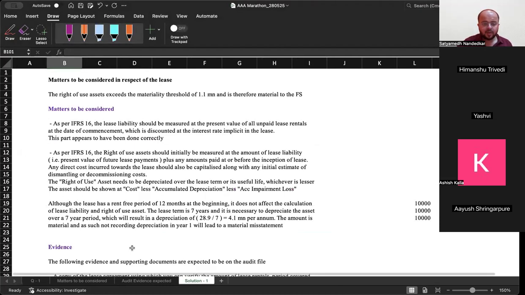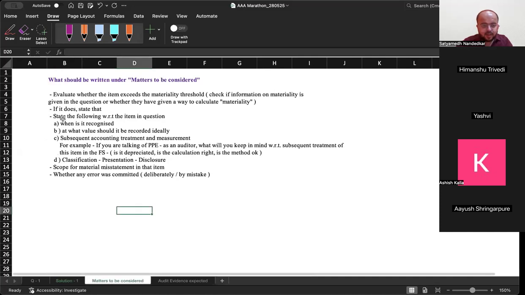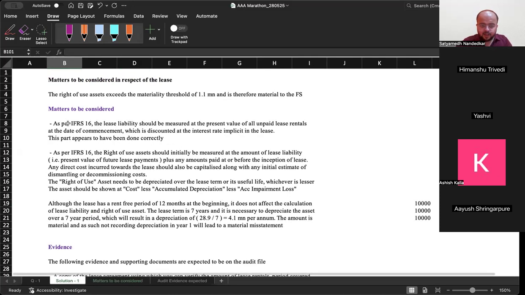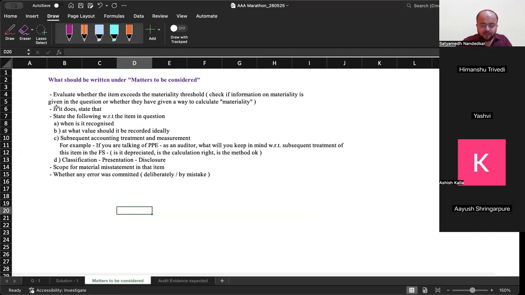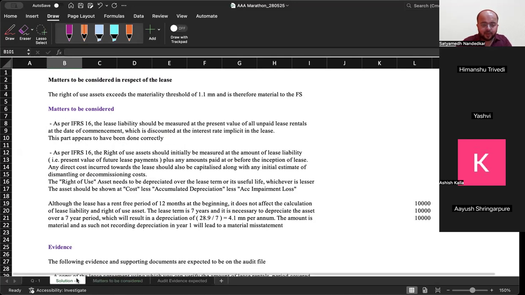Okay, let's have a look at how the solution is framed. The right of use asset exceeds the materiality threshold of 1.1 million and is therefore material to the financial statements. As per IFRS 16, the lease liability should be measured at present value of all unpaid lease rentals at the date of commencement of the lease, discounted at the interest rate implicit in the lease. This part appears to have been done correctly. So the first thing is evaluate whether the item exceeds the materiality threshold, which you did. Then if it does, state the following with respect to the items: when is it recognized, at what value should it be recognized, and the subsequent accounting treatment.